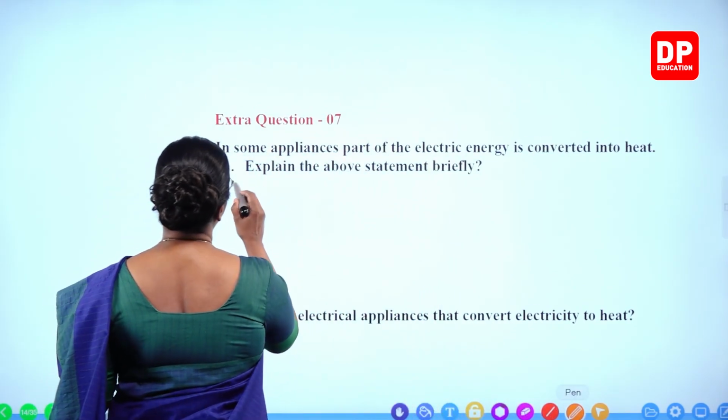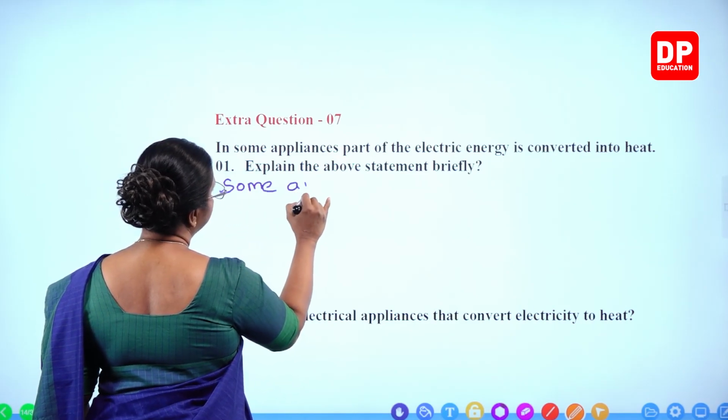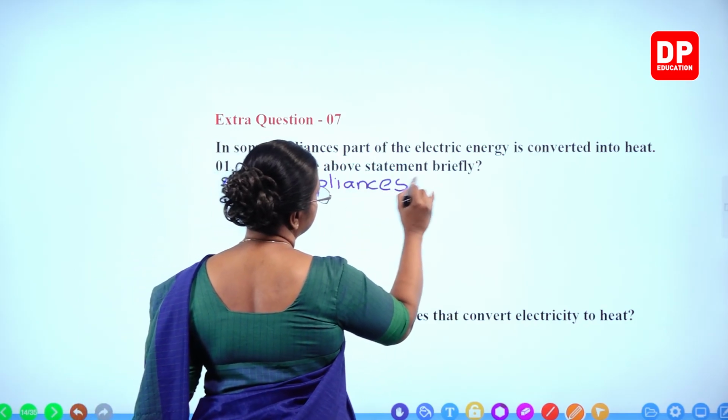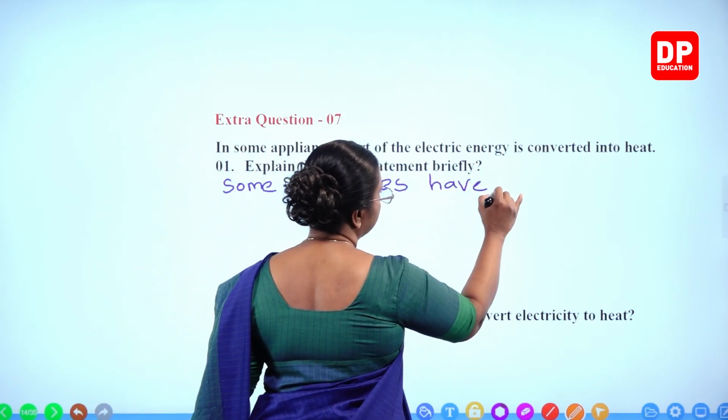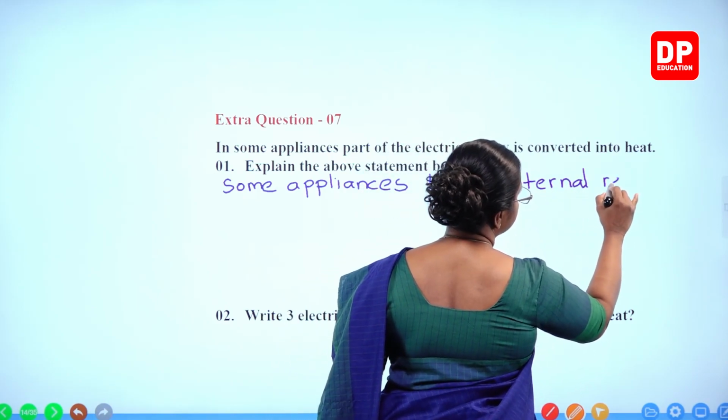You can say, some appliances have internal resistance.